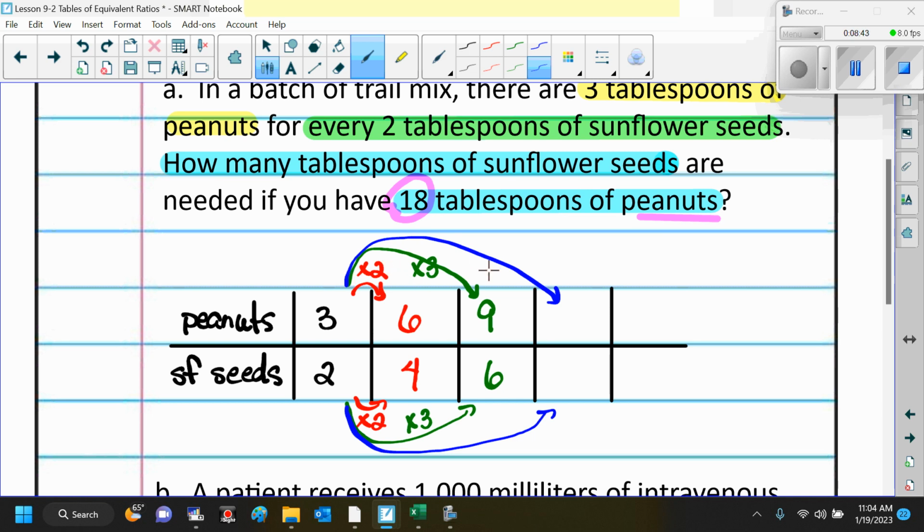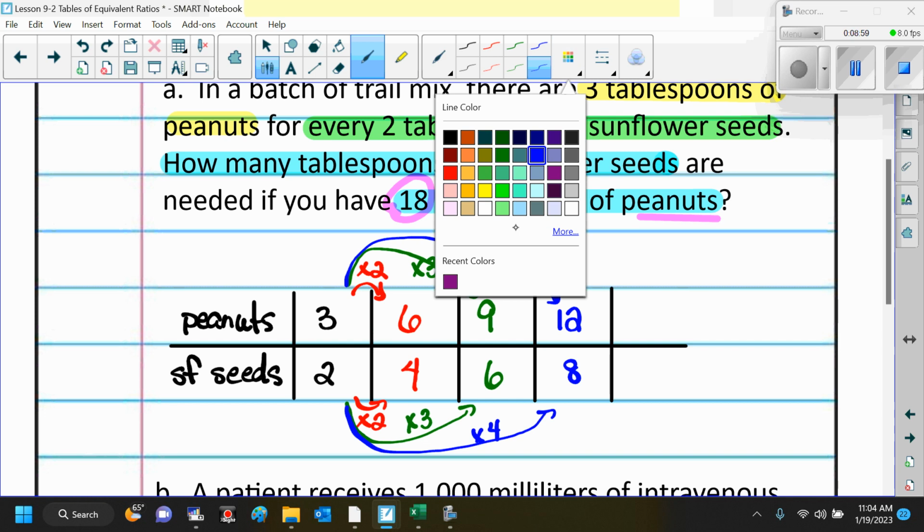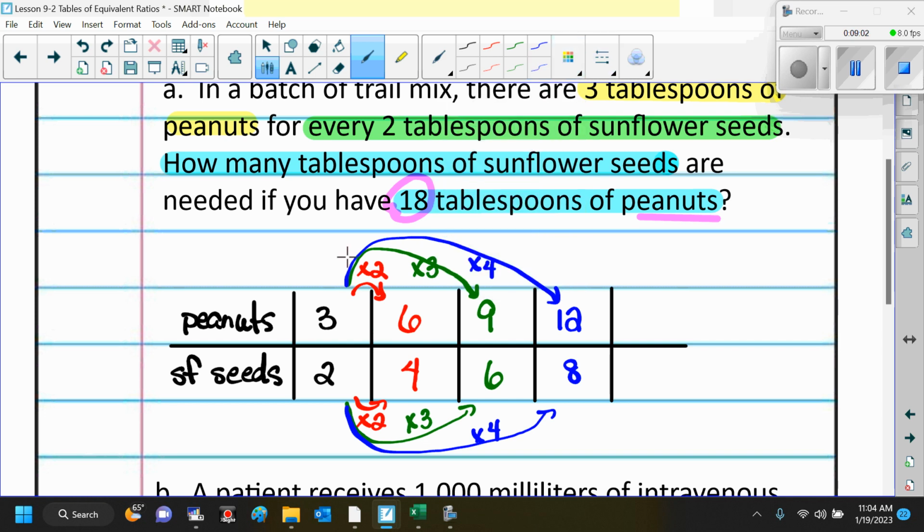Now we're going to multiply times 4, times 4. So 3 times 4 is 12, and 2 times 4 is 8. Okay? Let me get another color. So now, from the original, we're going to multiply times 5, and then times 5 down here. So 3 times 5 is 15, and 2 times 5 is 10.